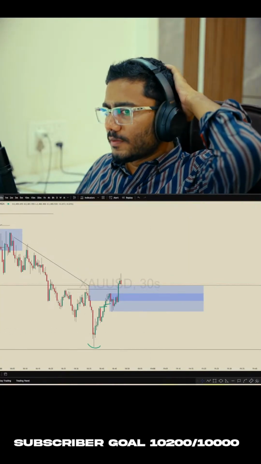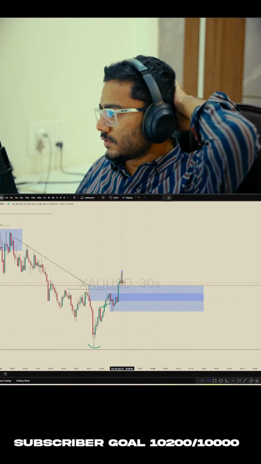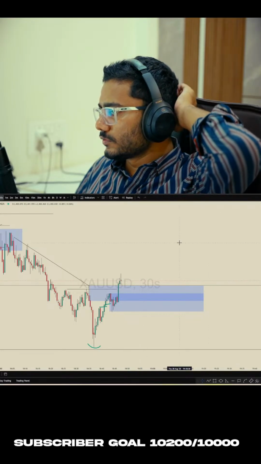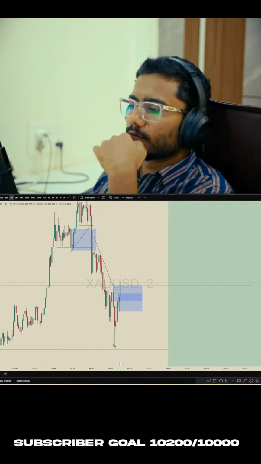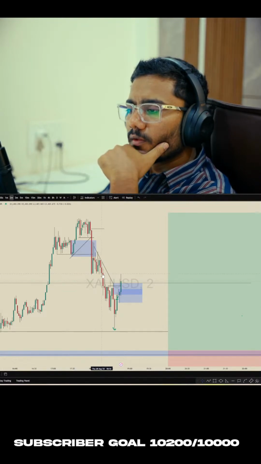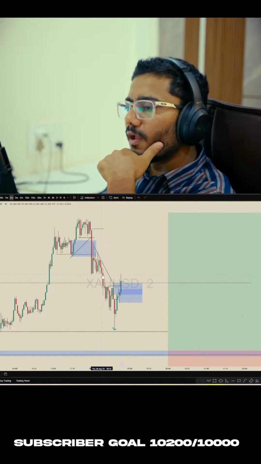So price will create some kind of structure over here. After this, it should tap and continue. Here we have this imbalance.